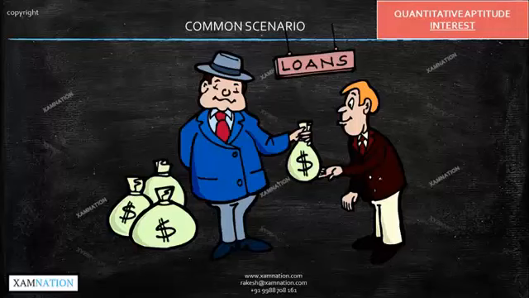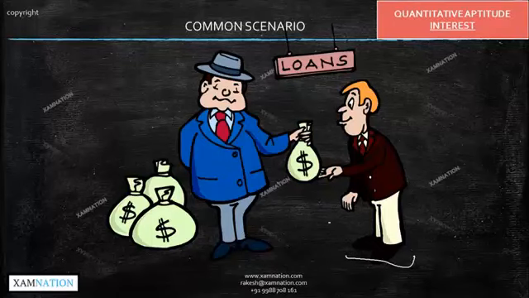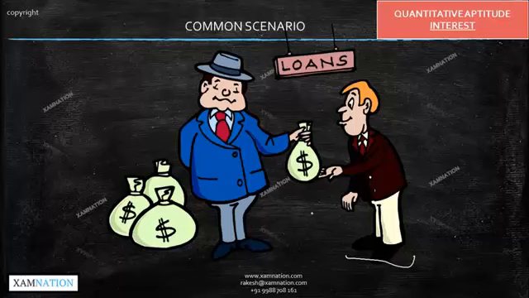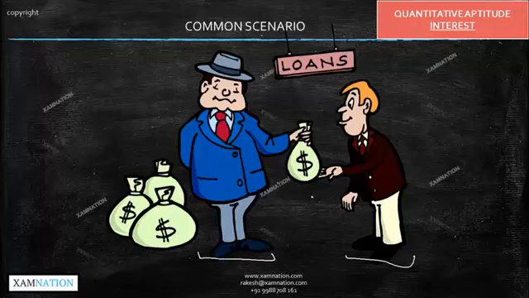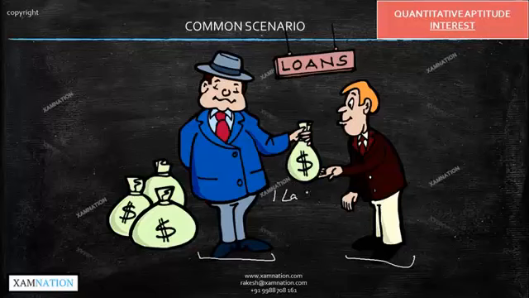Let's say there's a person and he is in need of money, and let's say he needs 1 lakh rupees, right? He can either go to a bank or he can go to a money lender. Let's say he goes to a money lender. So this is a money lender, right? And the money lender agreed to give him 1 lakh rupees. He said, okay, I will give you 1 lakh rupees.